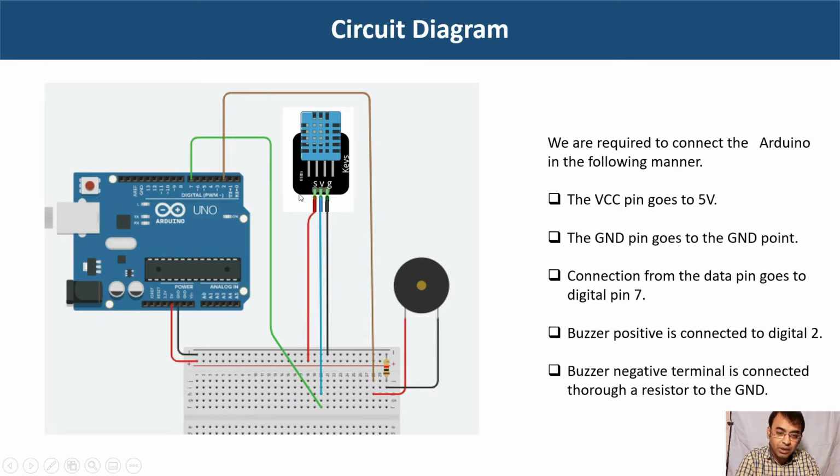This is the circuit diagram. Guys, you can see this is the DHT11 sensor. So we are required to connect the Arduino in the following manner. Already I told you, the VCC pin goes to 5 volt, the ground pin goes to the ground pin. The connection from the data pin goes to digital pin 7. Buzzer positive is connected to digital pin 2. Buzzer negative pin is connected through a resistor to the ground pin.